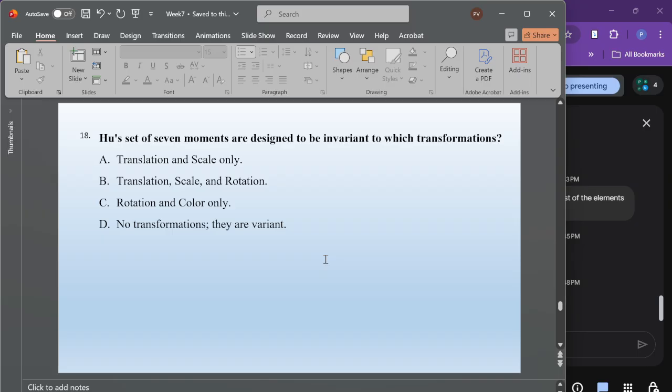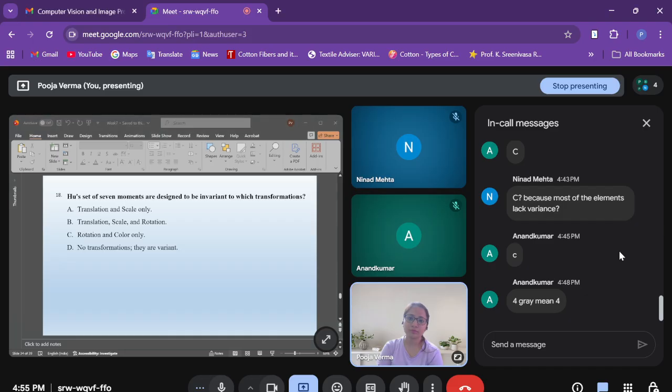Our next question is, the Hu set of seven moments are designed to be invariant to which transformation? Option A, translation and scale only. Option B, translation, scale and rotation. Option C, rotation and color only. Option D, no transformations, they are variant. Which option can be the correct one?